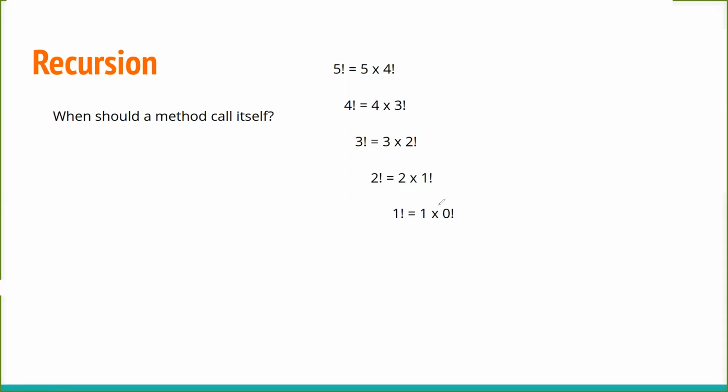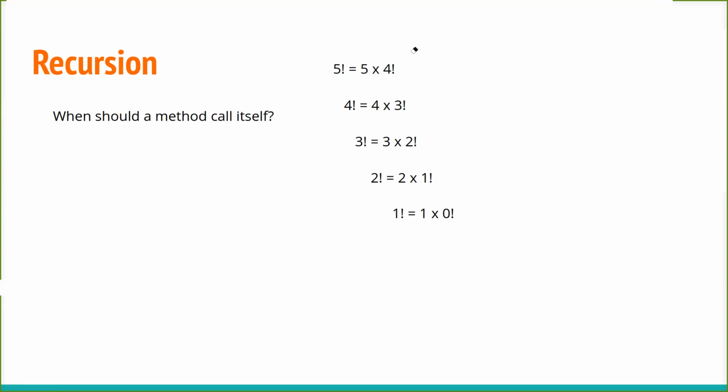Well, 1 factorial, and we could go down, right? 1 factorial equals 1 times 0 factorial, but hopefully we can already stop here, since 1 factorial equals 1. So I now know that 2 factorial equals 2 times 1, and we can pass that back up. So this is 2. So this is 3 times 2, which is 6. This is 4 times 6, which is 24. And 5 times 24 is 120.